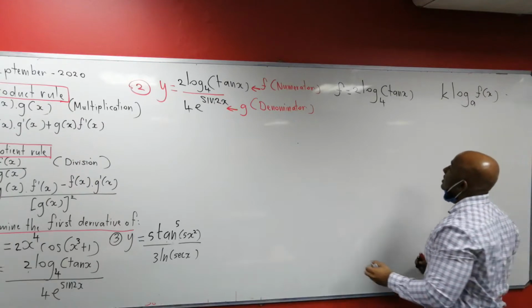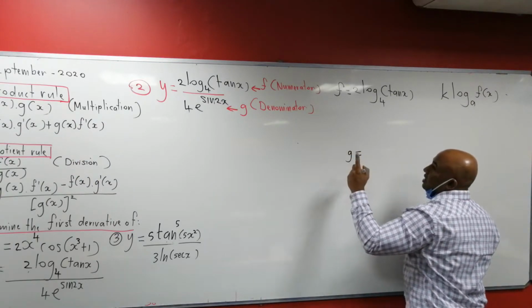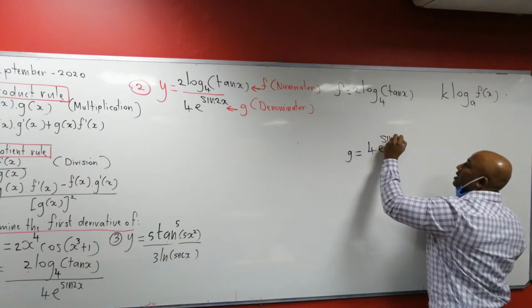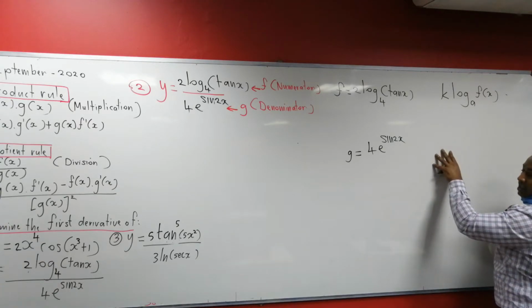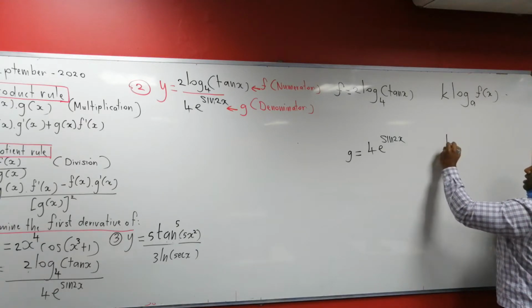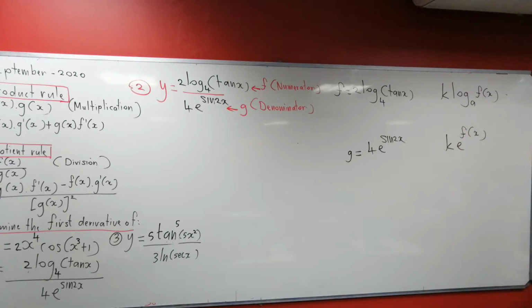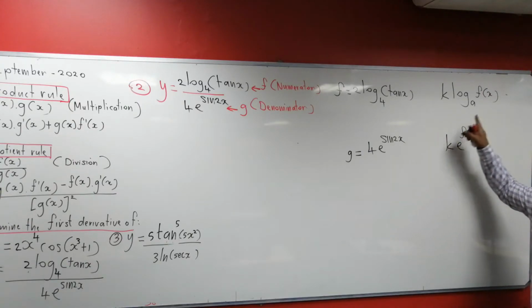Right, and then my g is the denominator, which is 4 e to the power sine 2x. So what am I dealing with here from the table of derivatives? It's k e to the power f of x. Right, so this is what you must have in your head when you see any one of these problems.